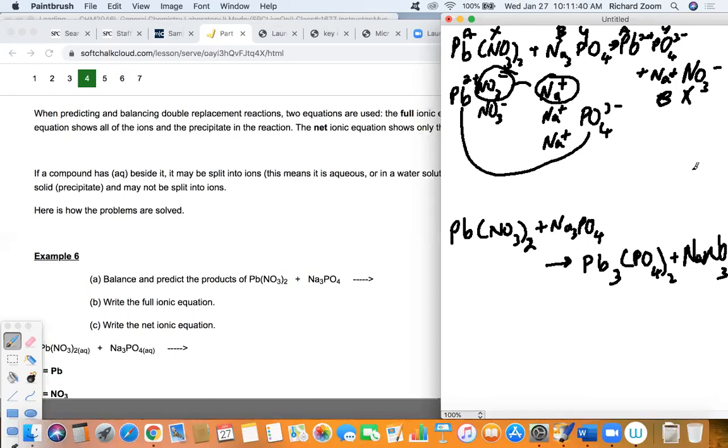But the other thing that's important is that when you're looking at the Na plus and NO3 minus, you're only looking at one of each of those. You're not trying to get all three of them. That's common. A lot of people will say, oh, that's Na2, NO3, 2, sorry, NO3, NO3, 2. But that doesn't make any sense.